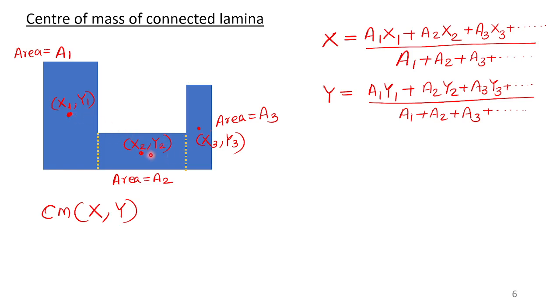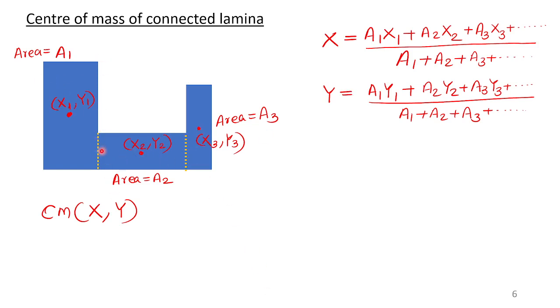Each area will have its own center of mass. For example, for a rectangular sheet, the center of mass will be the center of the rectangle, right? So each area, each sheet will have its own center of mass. X1, Y1 is the position of the center of mass of the first sheet. X2, Y2 is the center of mass of the second one. X3, Y3 is the center of mass of the third one, etc.